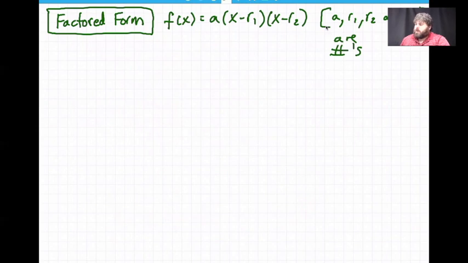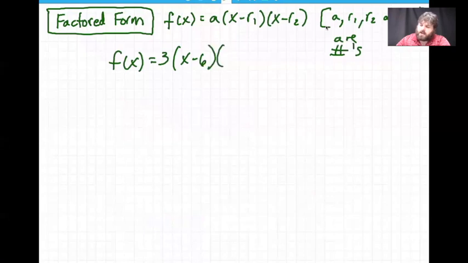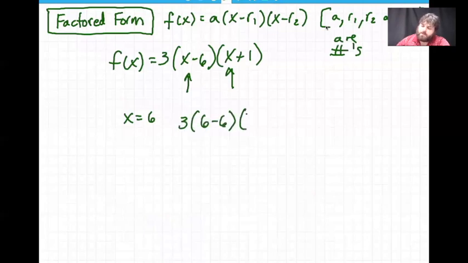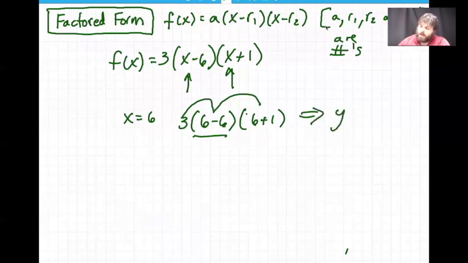Okay. So let's look at an example. We have f of x equals 3 times x minus 6 times x plus 1. All right, there's an example. So we're going back to this idea of what's the easiest number to plug in for x. Well, if I plug in a 0 here and a 0 here, it actually makes it kind of difficult. I have to do 3 times a number, and I have to really think about what's going on there. But what if I plug in x equals 6? It becomes 6 minus 6 times 6 plus 1. Now what's easy about this is going to be 0. So 3 times 0 times 7 is 0, because I multiplied something in there by 0. So that tells me that the y number will be 0.